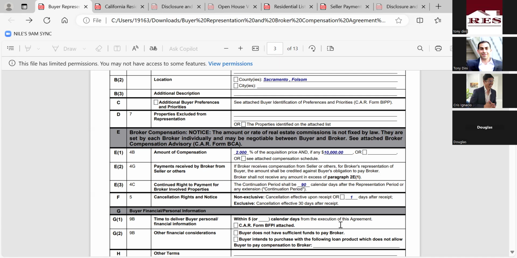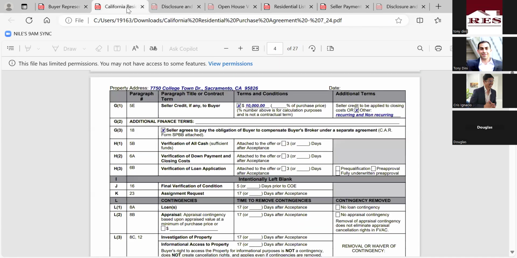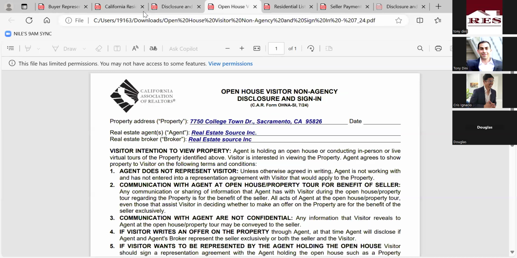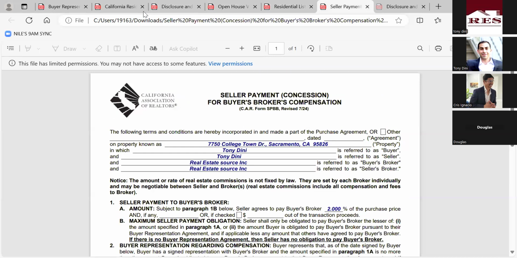And with that, you should always, hold on one second. I am going to, okay, there it is. And with that, you should always show them obviously the purchase contract they'll see, but you're also going to show them the seller, the SPBB, the seller payment for buyer's broker compensation. And you let them know that on every offer that you will be making, this will be included in the contract, and you will do your best to ask the seller to pay for it.